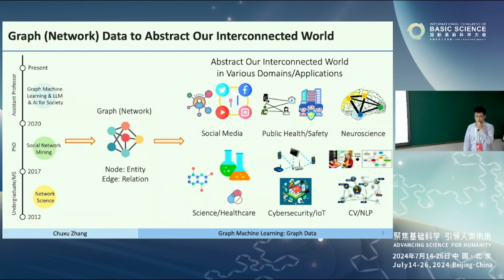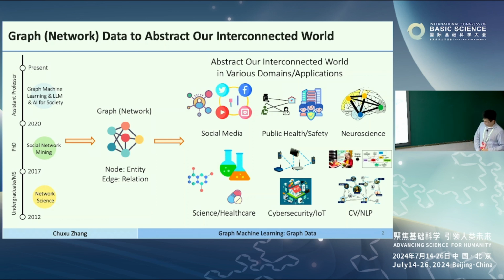In neuroscience, we can use network data or graph data to represent the connections between different regions of the brain, different neurons in the brain. In the science or healthcare domain, a basic element is the molecule, and we can use a molecular graph to represent this kind of molecular data. For the molecular graph, we use nodes to represent the atoms, and we use edges or relations to represent the bonds between any two atoms. In cybersecurity or Internet of Things domains, we can use cyber networks or Internet of Things networks to represent these data.